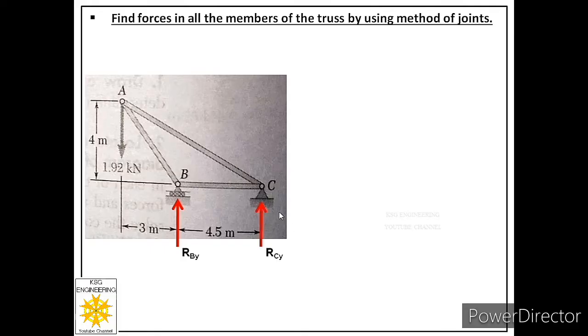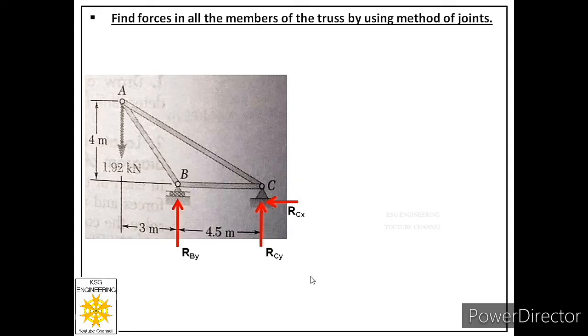Now let us label reactions at pin joint. So first reaction provided by this joint will be a normal reaction, that is normal to its surface. And for this reaction we have assumed its direction in upward direction and we have labeled it as reaction at C in y direction because it is acting in y direction. Now let us label the second reaction provided by this particular joint, and we know the second reaction acts along its surface. So we have shown its direction towards left. That is just an assumption because at the start we don't know its direction. And let us label this as reaction at C in X direction.